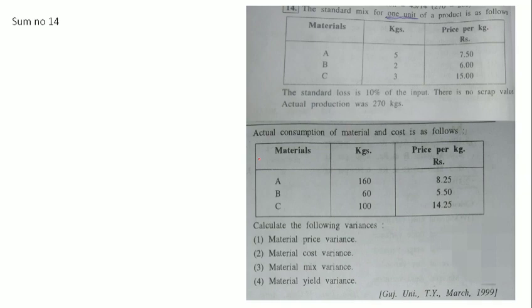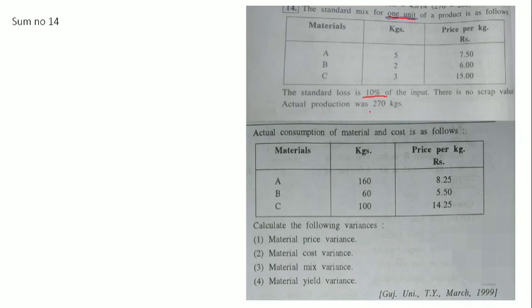Now let's start. The first sum we are going to calculate is sum number 14. The standard mix for 1 unit of a product is as follows. First underline this 1 unit, this is important. Materials are A, B and C, kgs 5, 2 and 3. Price per kg 7.50, 6 and 15. The standard loss is 10% of the input. This 10% means that on whatever material you input, there is a 10% loss. And there is no scrap value.